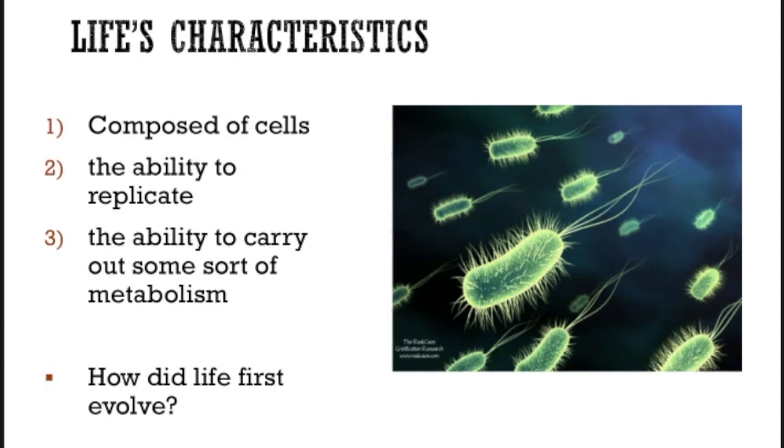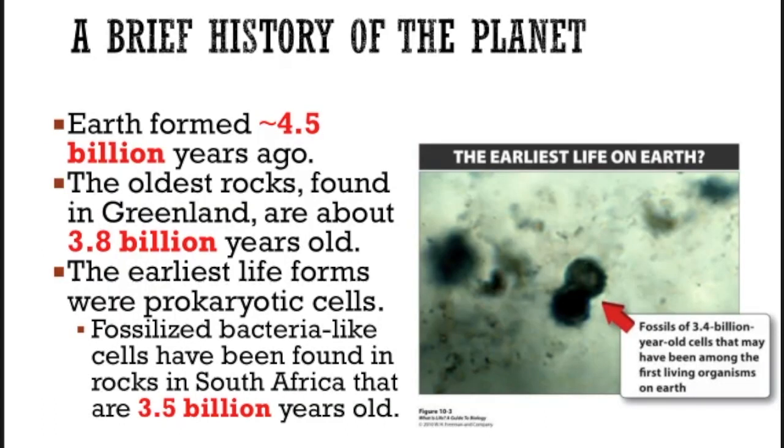So if these are three of the main characteristics of life, then we might ask ourselves, how did life evolve in the first place? How could you get life from no life if there are all these different characteristics that define life? So to start out, we're going to take a quick look at a brief history of the planet, so you can get a timeline here. And we'll be following this timeline a little bit more as we go along.